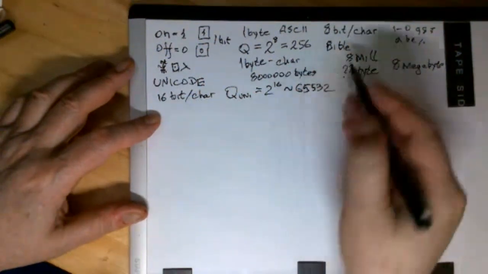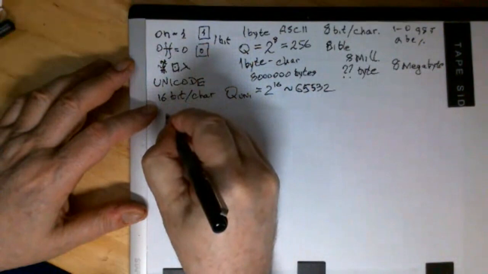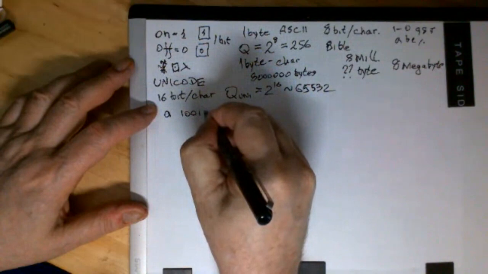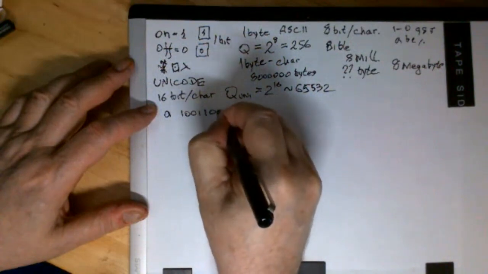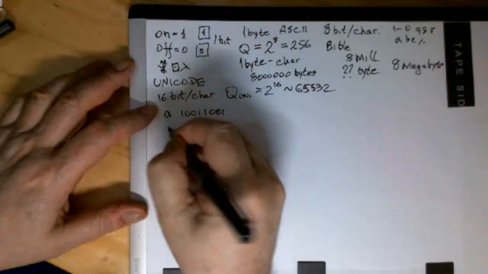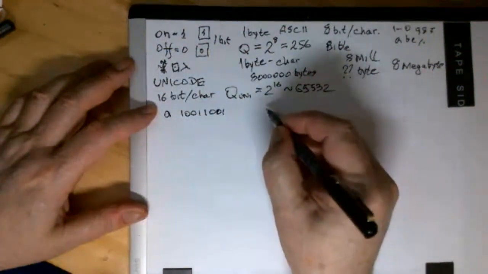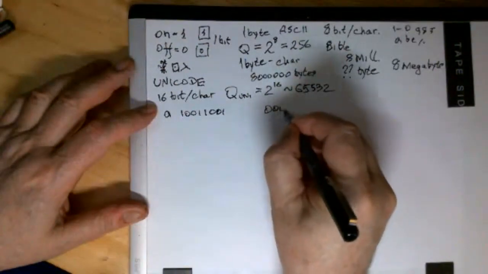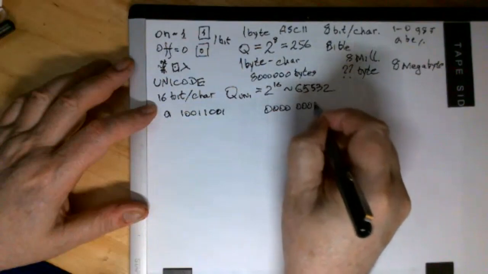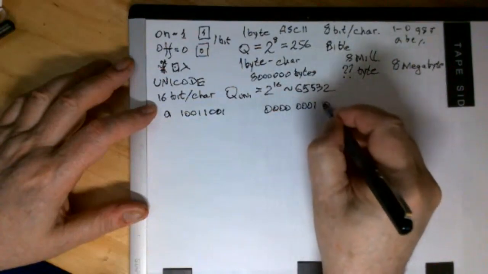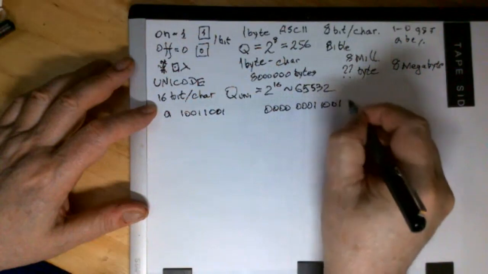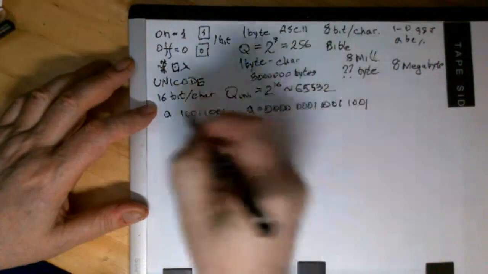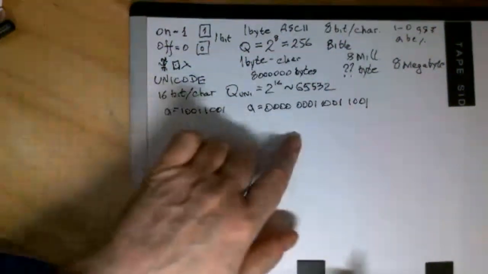But what does this code look like? If an ASCII character looks like this, let's say A will be 1001, something like this. In Unicode, it will look like 2 bytes. So that will be 00000001 1001, something like this. So that will be A in Unicode, and that is A in ASCII code.